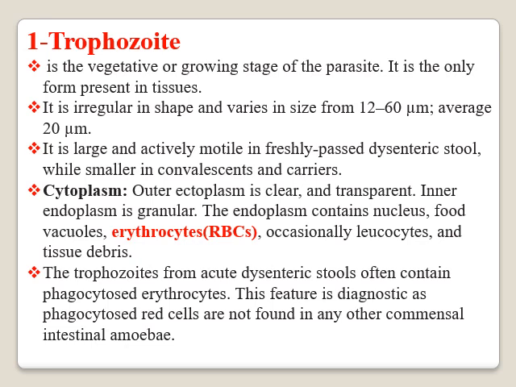The trophozoite from acute dysenteric stool often contains phagocytosed erythrocytes, as we said before. This feature is diagnostic, as phagocytosed red cells are not found in any other commensal intestinal amoeba. هذه ملاحظة مهمة حتى نفرق الأميبا Entamoeba histolytica عن باقي الأميبات.